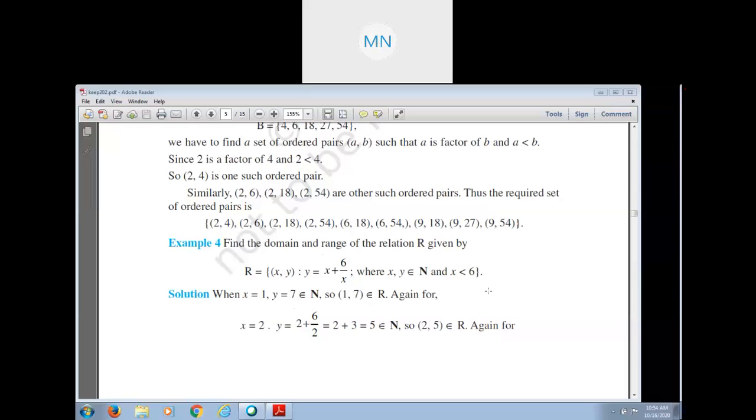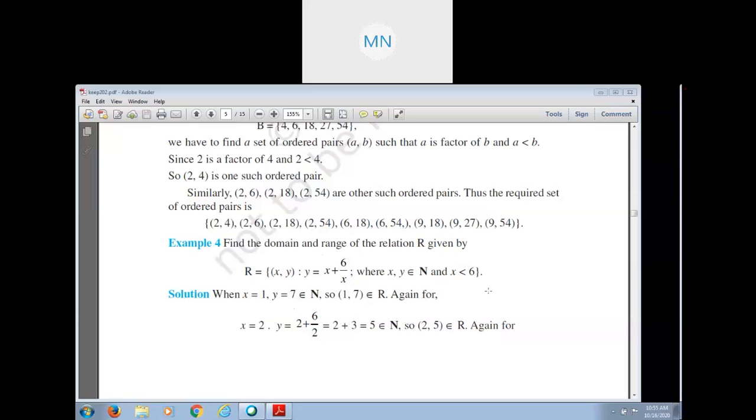Yes, ma'am. Is it clear now? Okay, next see the second element. X is taken from 1 to 6. Okay, so see that y is what? Y is x plus 6 by x.